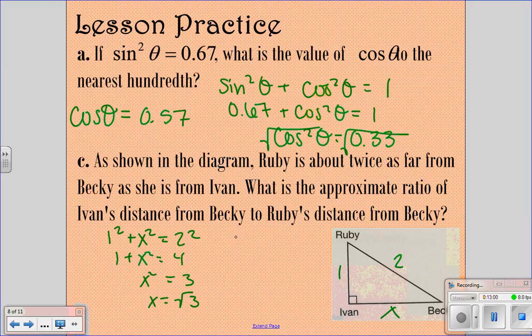So the approximate ratio of Ivan's distance from Becky, that's the square root of 3. And then Ruby's distance from Becky is a 2. But it's approximately. So you would divide those out and you'd get 0.87. Okay? If you left it as a square root of 3 over 2, that'd be fine with me. But it did say approximate, so you would just go ahead and divide them out.